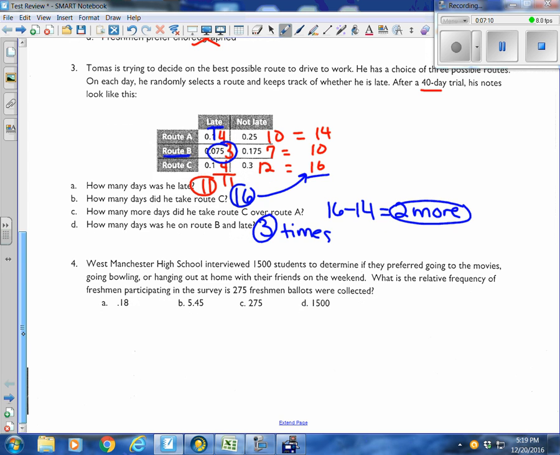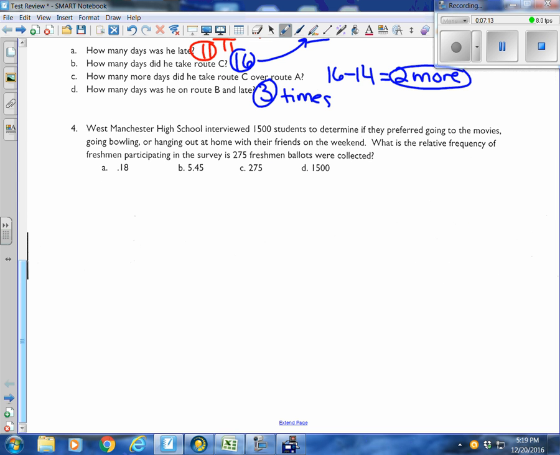All right. Number 4. West Manchester High School interviewed 1,500 students to determine if they prefer going to the movies, going bowling, or hanging out in the home. What is the relative frequency? Again, relative frequency is a percent, but it's expressed as a decimal. If I realize that, I could probably discount choices C and D immediately. So please keep in mind relative frequency is going to be a decimal.